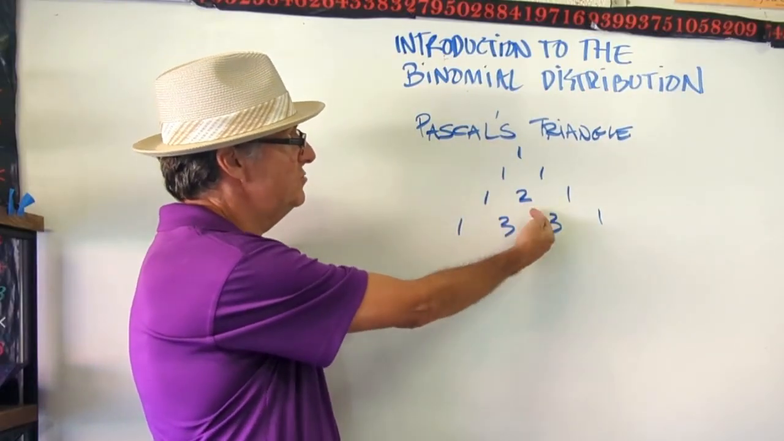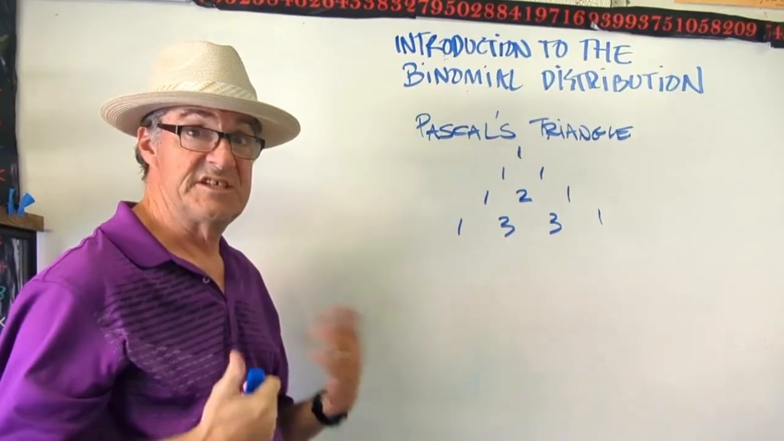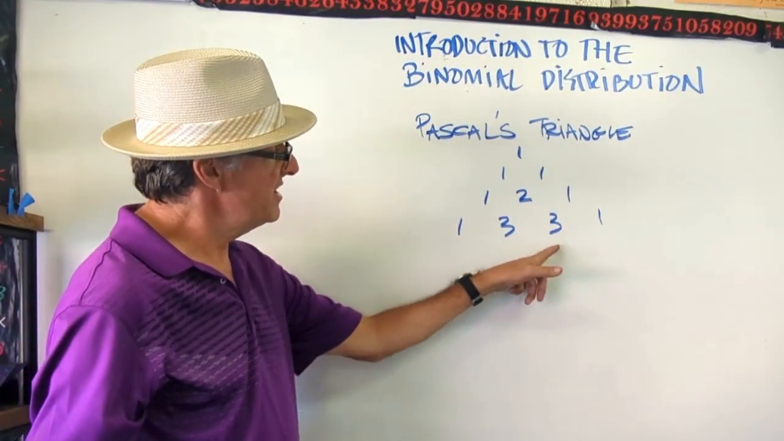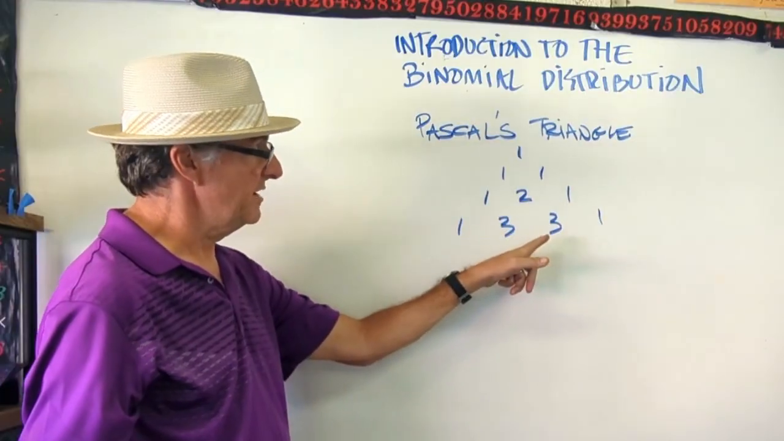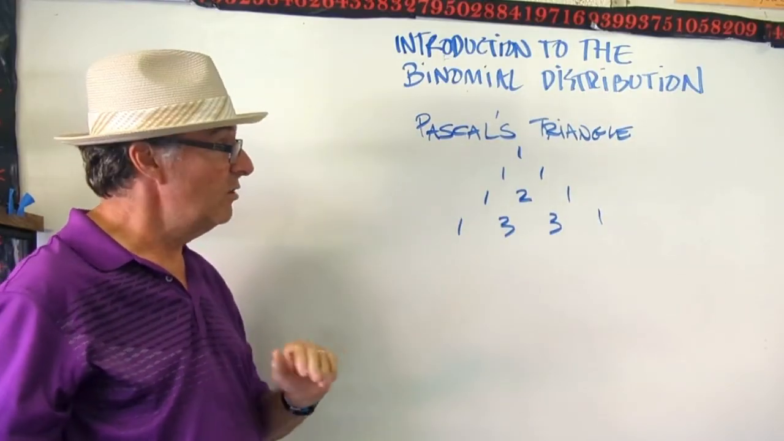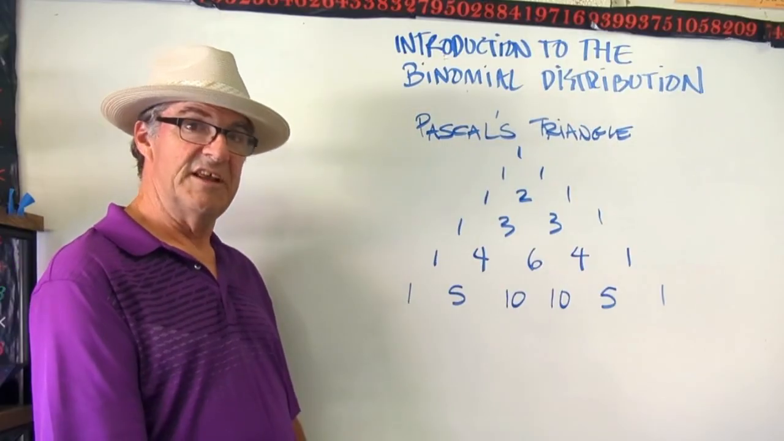So this 2 is a 2 because there's a 1 here and a 1 there, so they add to 2. Similarly, we get 3s here because that's a 1 and a 2, that's a 3, that's a 2 and a 1, and that's a 3. So what I'd like you to do is pause the video and populate the next 2 rows of Pascal's triangle. Okay, let's see how you did.